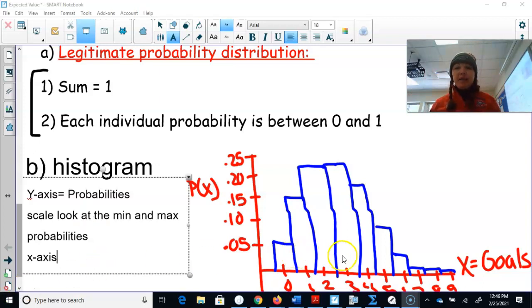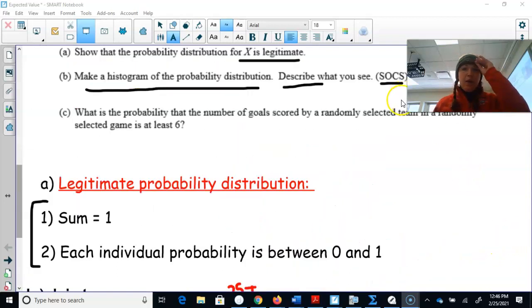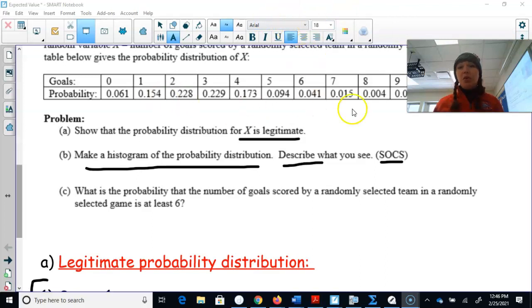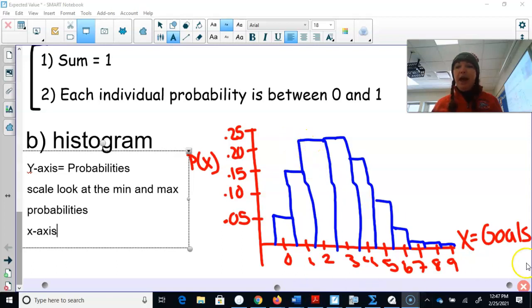Now on the x-axis, you'll notice that I have whatever the event is that's going on. So what are we looking at here? We are looking at the number of goals scored in that hockey game. So that's whatever is on top of the probability, or what's the story about. Again, we're looking at the number of goals scored in a hockey game. So that's what my x-axis is again. Again, to scale it.